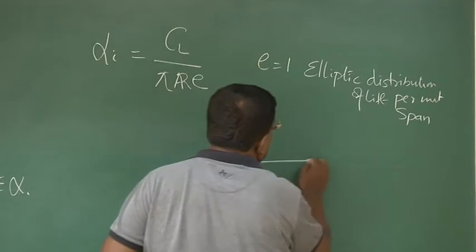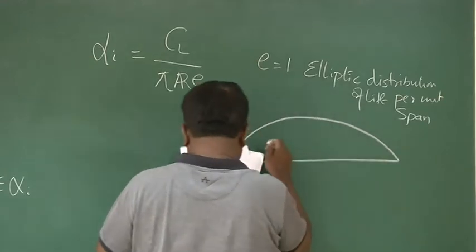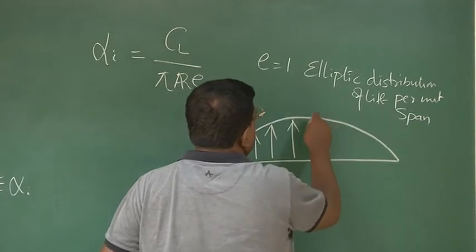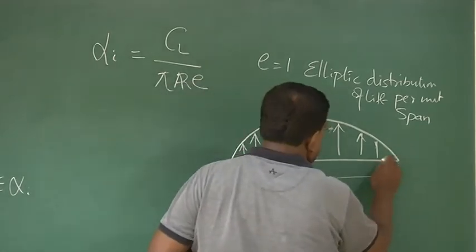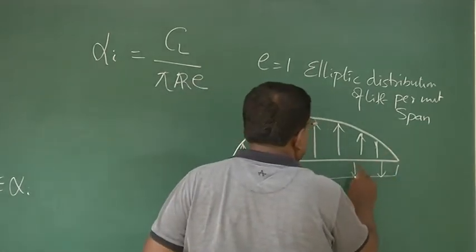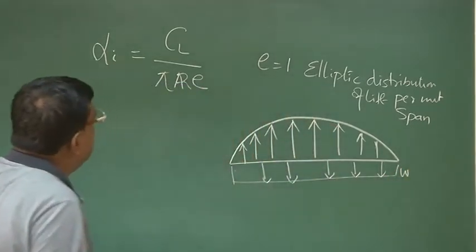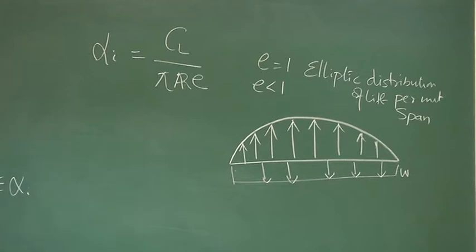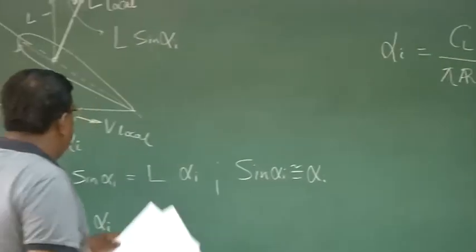That is, if I draw it, you'll find this is typically an elliptic distribution of lift. In any standard textbook you can get this information in detail, and at the bottom I am writing the downwash component, denoted by W, right? And of course, E is less than 1 for anything which is non-elliptic. Mostly we have non-elliptic distribution, right? Now if I substitute this here, what do I get?